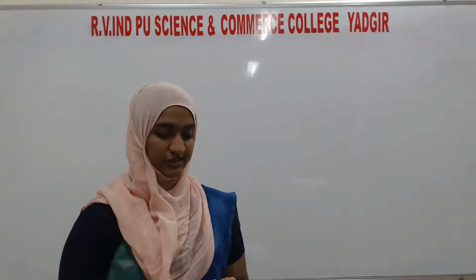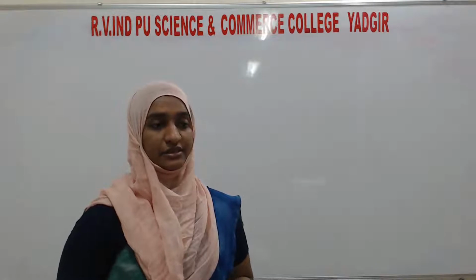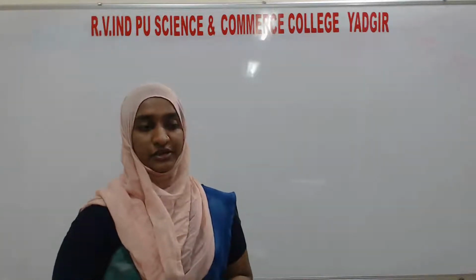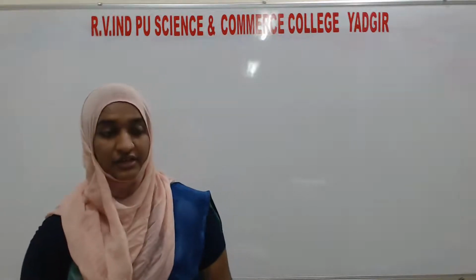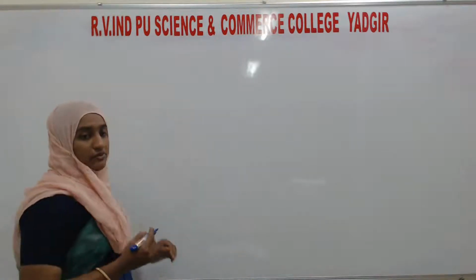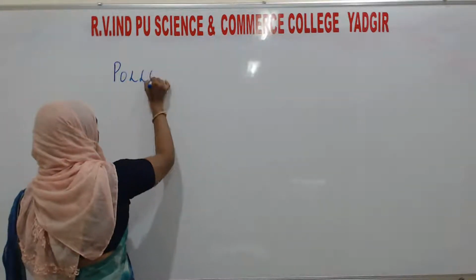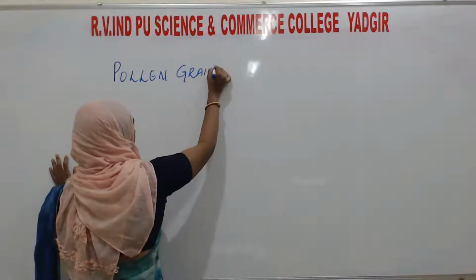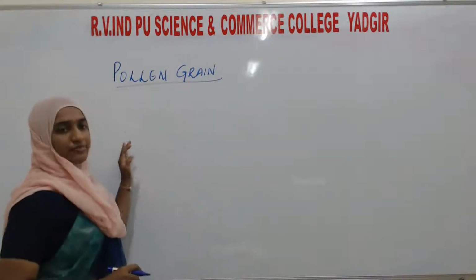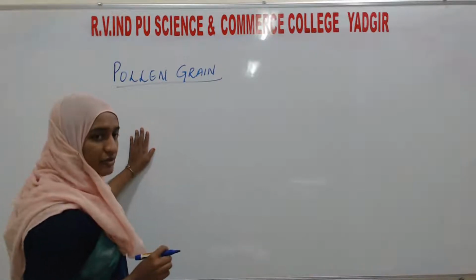So good morning students. In the last class we had discussed the TS section of the anther, their explanation, and we had also discussed the pollen grain. So that only we will continue here. Pollen grain, which is the first stage of the male gametophyte.